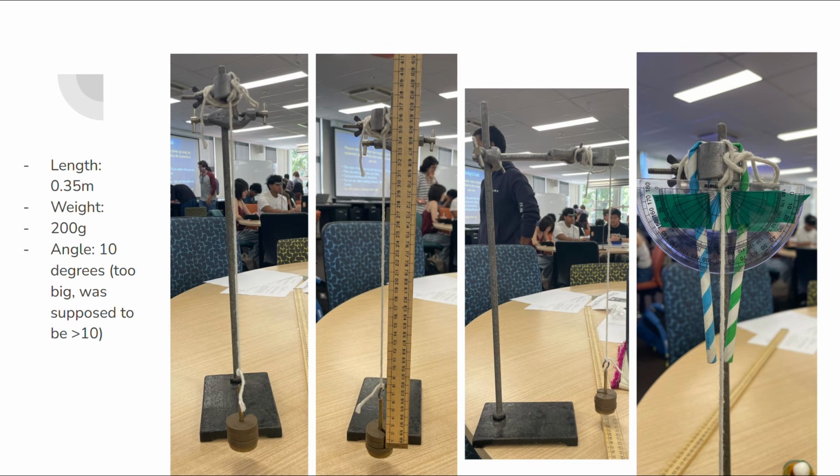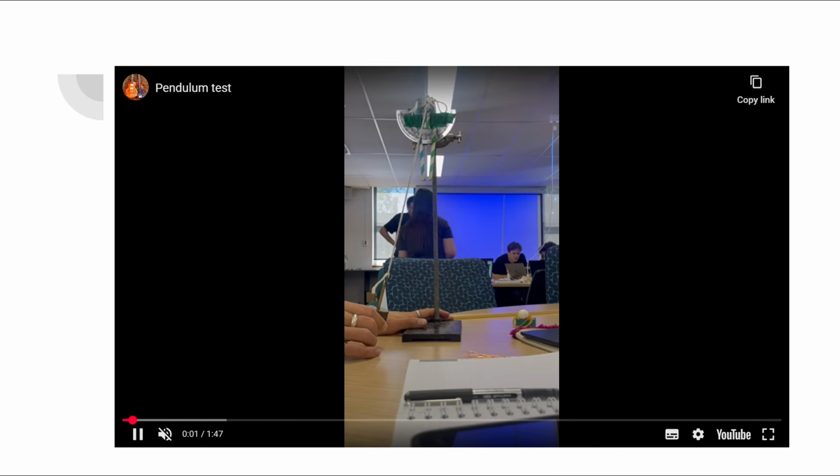We set up our own pendulum, shown below, with a length of 0.35 meters and a weight of 200 grams. We then dropped the pendulum from an angle of 10 degrees. This was a mistake in our experiment, as to achieve harmonic oscillation, it should be less than 10 degrees. We recorded the time that it took our pendulum to complete one oscillation, and repeated this 10 times, as shown on screen. I'll skip over the whole video, but I'll speak about my measurement uncertainties while some of it plays.